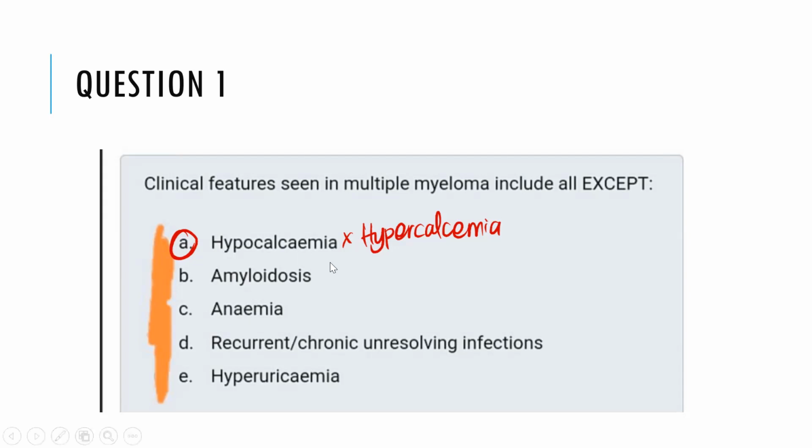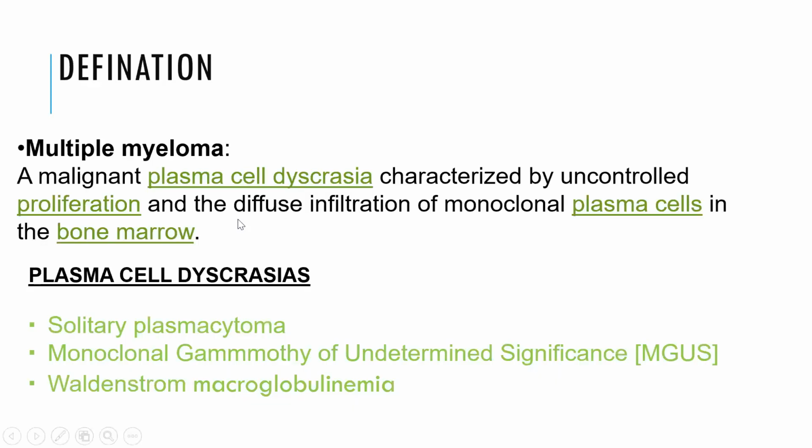And then as for hypocalcemia, we don't expect multiple myeloma to cause hypocalcemia because multiple myeloma, first of all, it signals interleukin-6, which increases the osteoclast function, where it increases bone resorption, and therefore the calcium is released from the bone and into the blood, so it causes hypercalcemia. So A is definitely wrong.